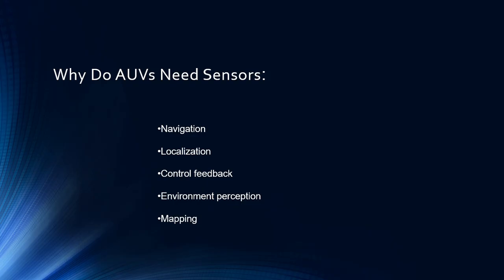AUVs operate in a challenging environment where GPS is not available underwater. To navigate and maintain a stable motion, they rely heavily on sensors. Sensors also allow the vehicle to understand the environment, avoid obstacles, and collect scientific data.